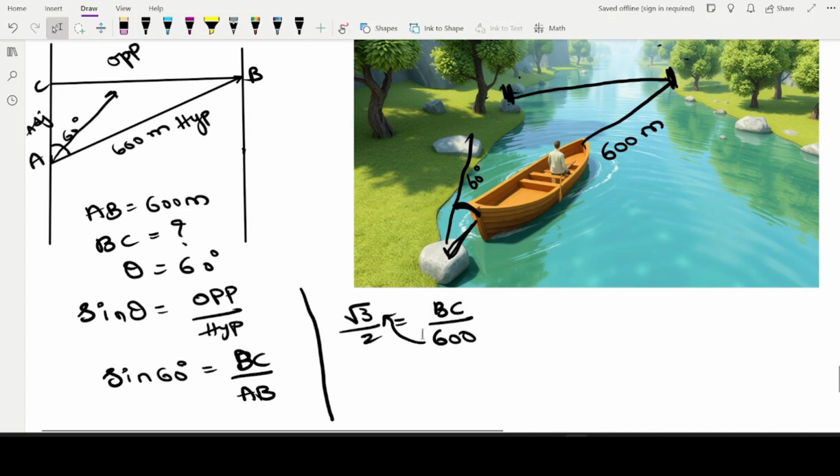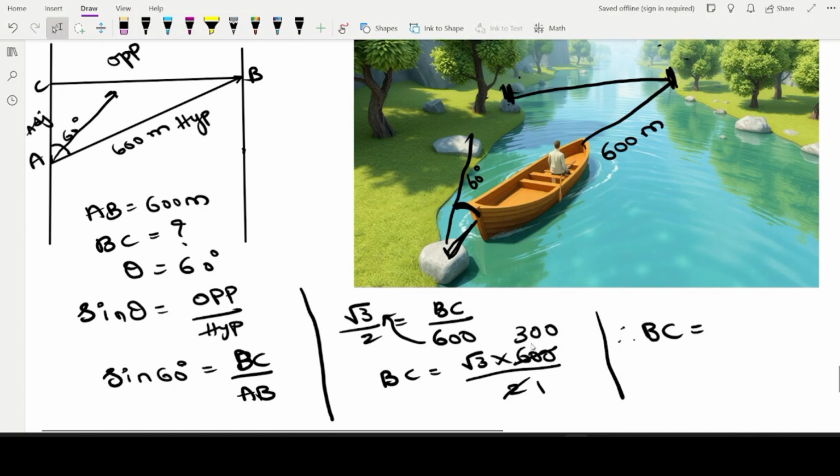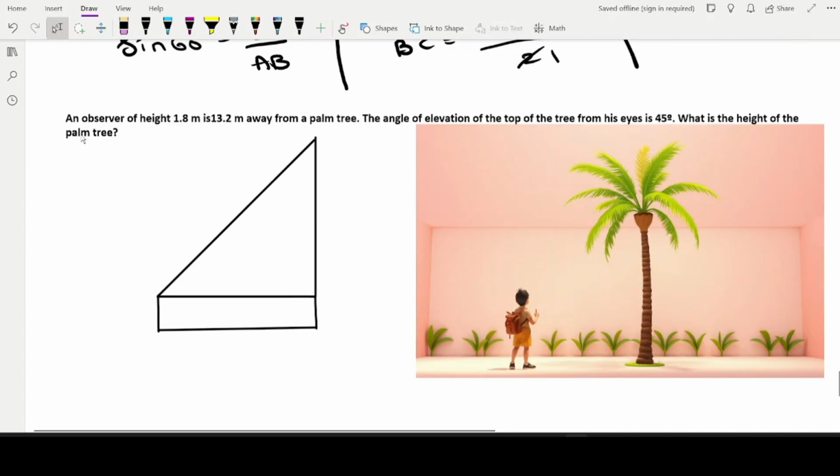When you shift the 600 to the other side, that becomes BC equals root 3 into 600 divided by 2. Two ones are 2, two threes are 6, so 0. So therefore, you are left with BC equals root 3 into 300, which is 300 root 3 meters. So the distance between these two points is 300 root 3 meters. So this is the eighth problem. Okay, the next question, the ninth question.